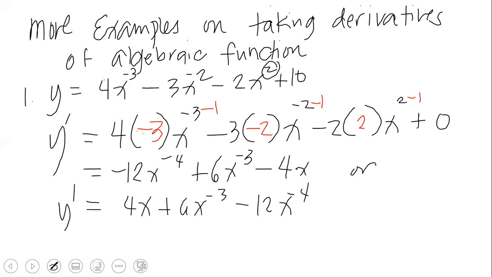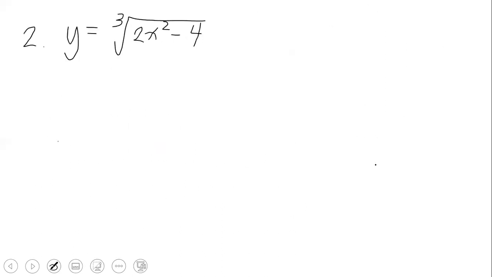Let's have number 2. Number 2 is represented by y equal to the cube root of 2x squared minus 4. Remember, for the derivative of this function, let this part be u. So u is 2x squared minus 4. The derivative of this function, du over dx, is 4x. Right? So that means, take the derivative of this.